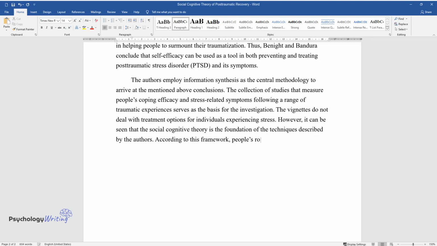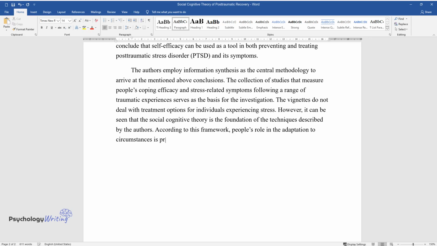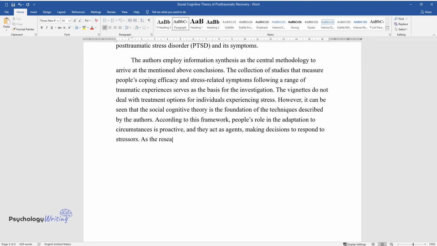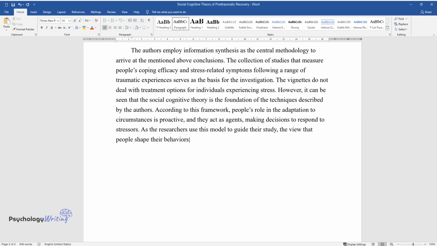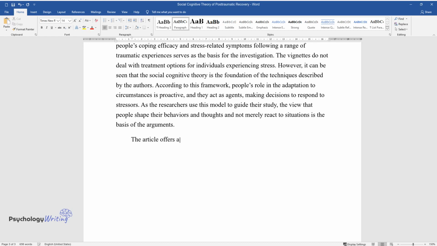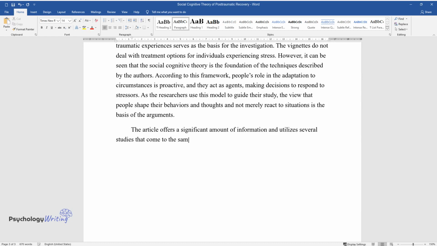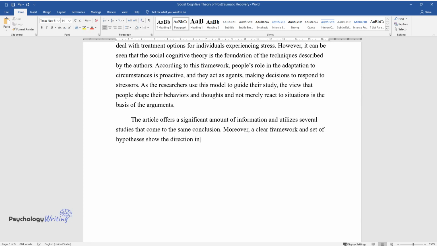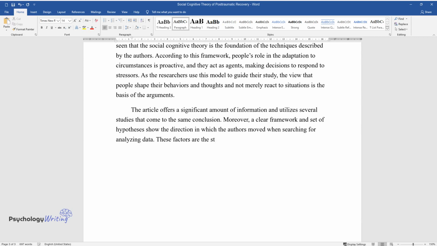According to this framework, people's role in the adaptation to circumstances is proactive, and they act as agents, making decisions to respond to stressors. As the researchers use this model to guide their study, the view that people shape their behaviors and thoughts and not merely react to situations is the basis of the arguments. The article offers a significant amount of information and utilizes several studies that come to the same conclusion. Moreover, a clear framework and set of hypotheses show the direction in which the authors moved when analyzing data. These factors are the study's strengths.